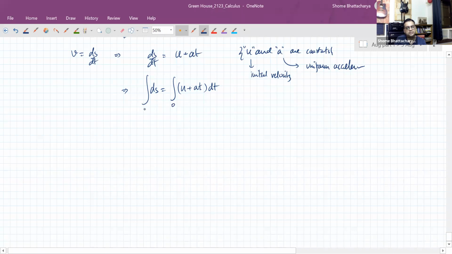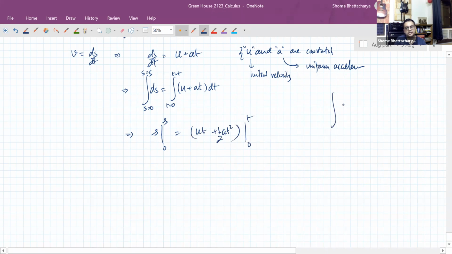So at time 0, the displacement is 0. At time t, the instantaneous displacement is s. So again, on the left hand side, we have the same thing, s going from 0 to s. On the right hand side, u plus at, its integration will become ut plus half at square. And again, the limits are from 0 to t.